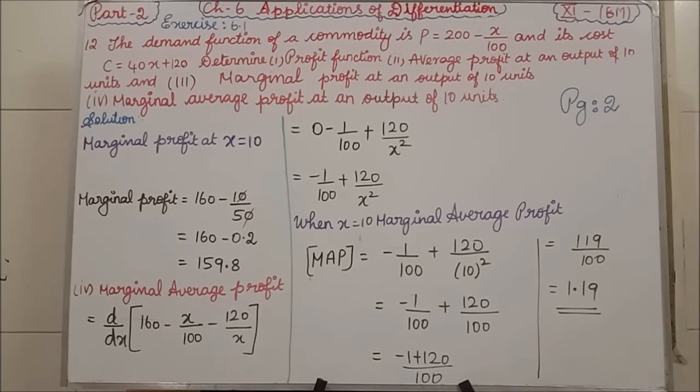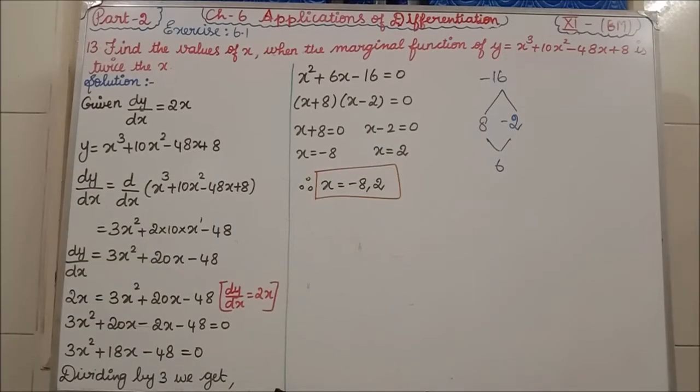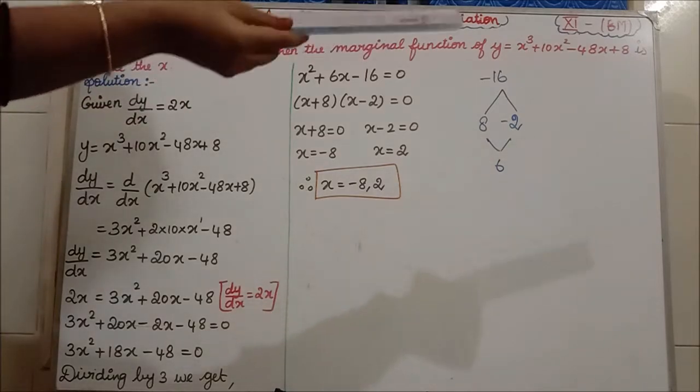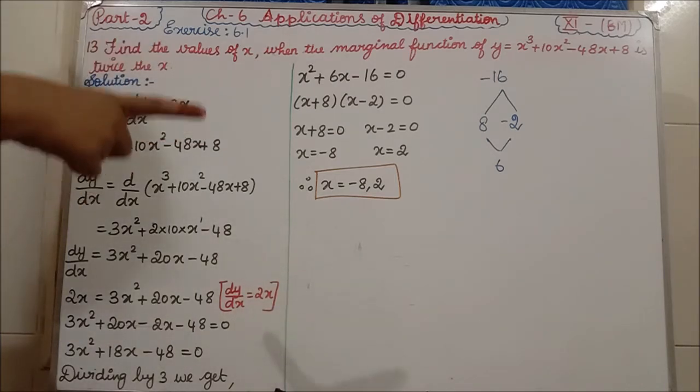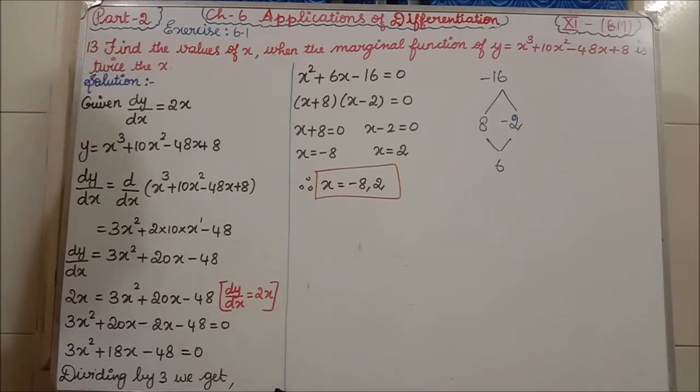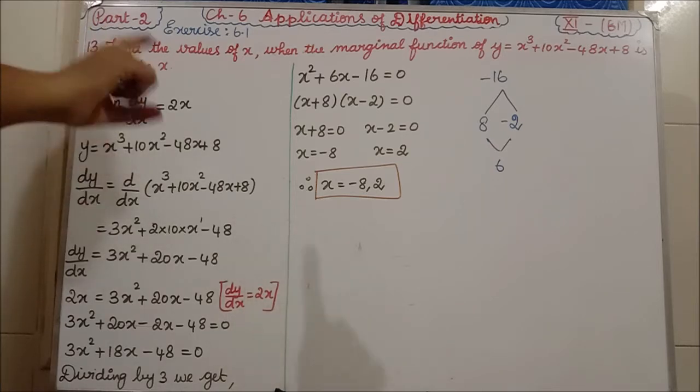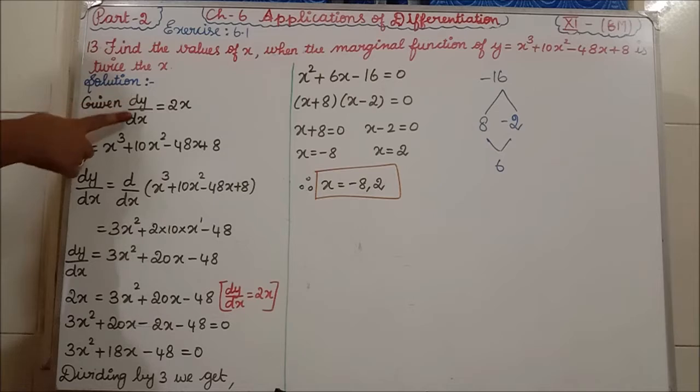Yes, next we will see the 13th question. Students, next we are going to see the 13th question. See the question: find the value of x when the marginal function of y, where y is equal to x cube plus 10x square minus 48x plus 8, is twice the x. They have given the y function and they are saying marginal function of y. Marginal means differentiate, so marginal function of y means dy by dx.